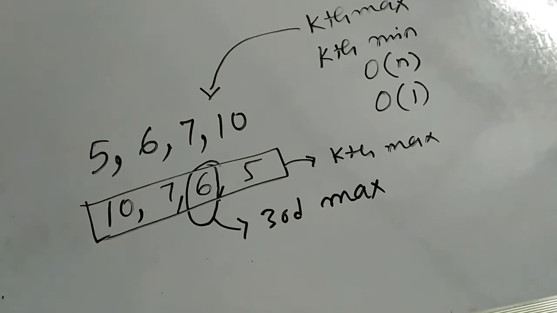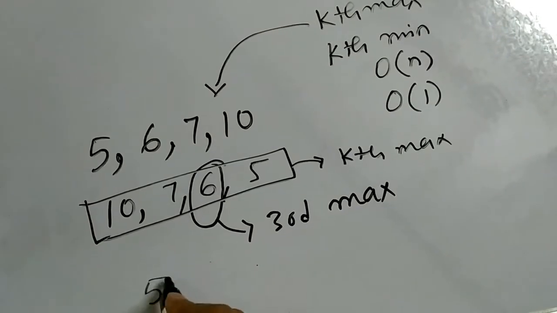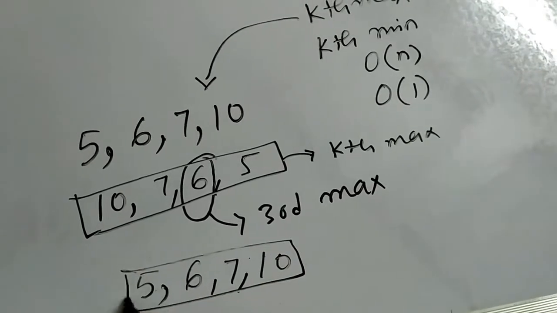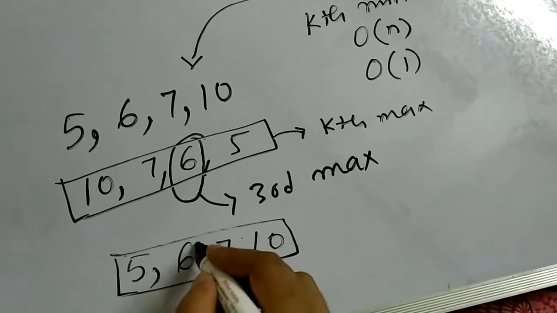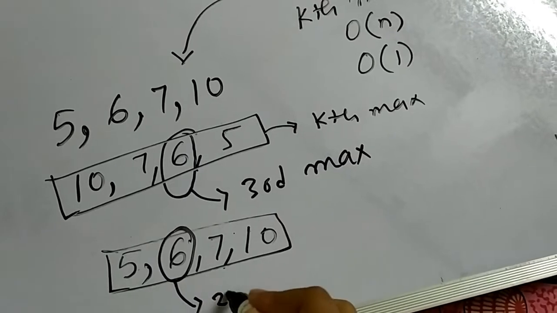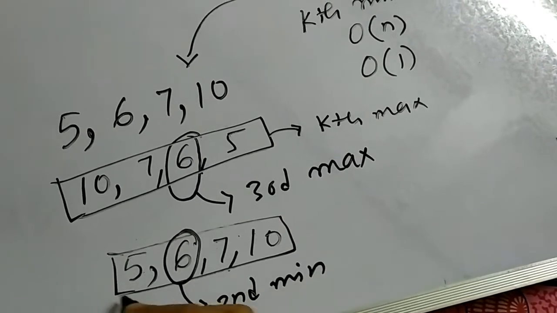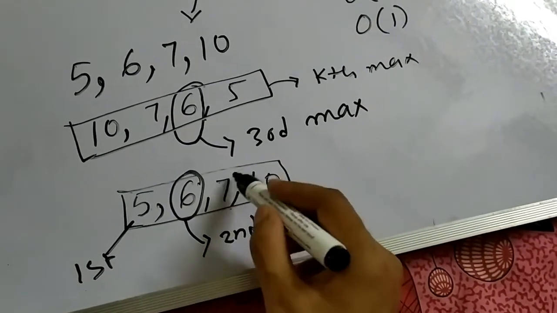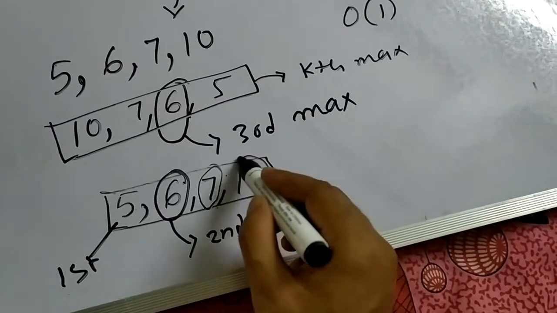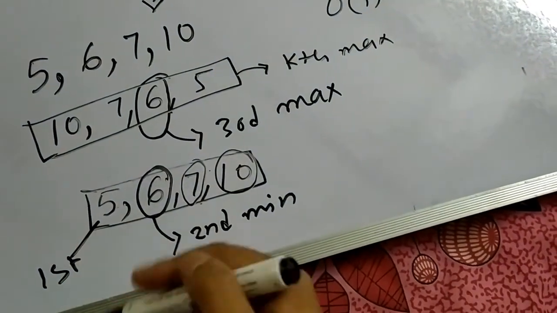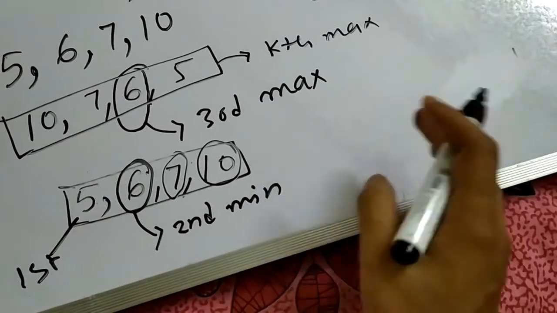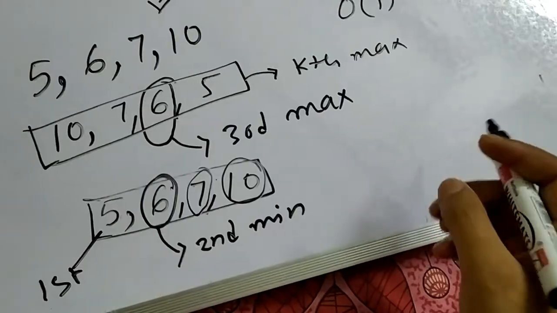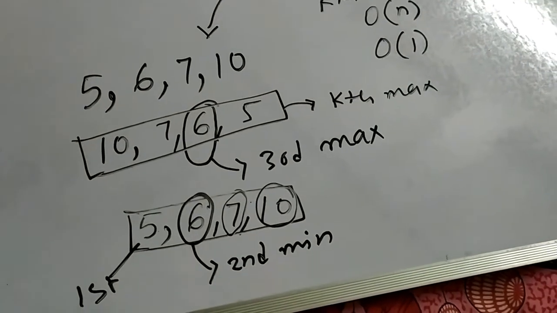Similarly, if we arrange the array in increasing order, that is 5, 6, 7 and 10, the element which is coming in the second place is my second minimum. 5 is the first minimum, 6 is my second minimum, 7 is my third minimum, 10 is my fourth minimum. So I have to find out the kth maximum and kth minimum of an array. The k will be user input, k can be from 1 to n.